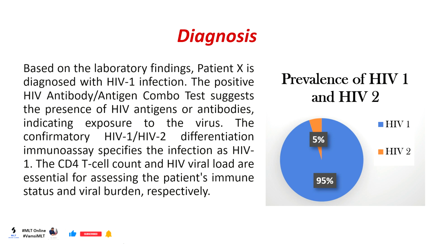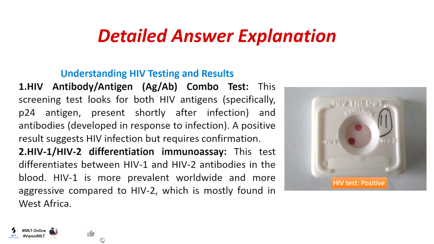Detailed answer explanation. Understanding HIV testing and results. HIV antibody/antigen, Ag/Ab, combo test. This screening test looks for both HIV antigens, specifically p24 antigen, present shortly after infection, and antibodies, developed in response to infection. A positive result suggests HIV infection but requires confirmation.